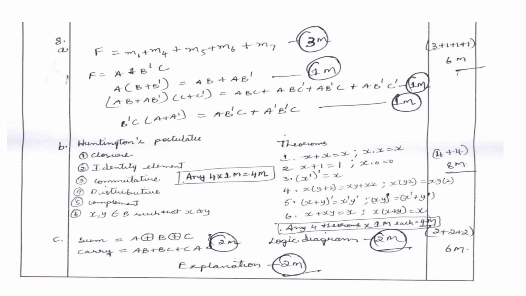Then C question is nothing but determination of full adder, that is explanation of full adder. So the circuit diagram, that is the logic diagram, carries 2 marks, equation for sum and carry carries 2 marks, and explanation of how the sum and carry are formed with the truth table, all those you will explain, which carries 2 marks. So totally it is of 6 marks.